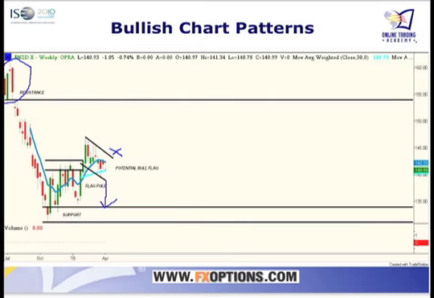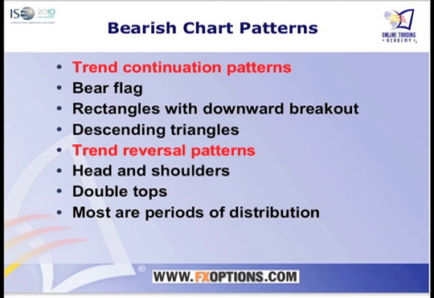We can have some bearish chart patterns form. For example, bear flags, which are trend continuation patterns, rectangles with breakouts to the downside, or descending triangles. We can have a head and shoulders top. We could also have some double tops. And most of these patterns, again, are signs of distribution, with sellers selling at lower and lower prices. Every time the price rallies, the sellers are willing to sell at lower prices because they're anticipating lower prices from there.